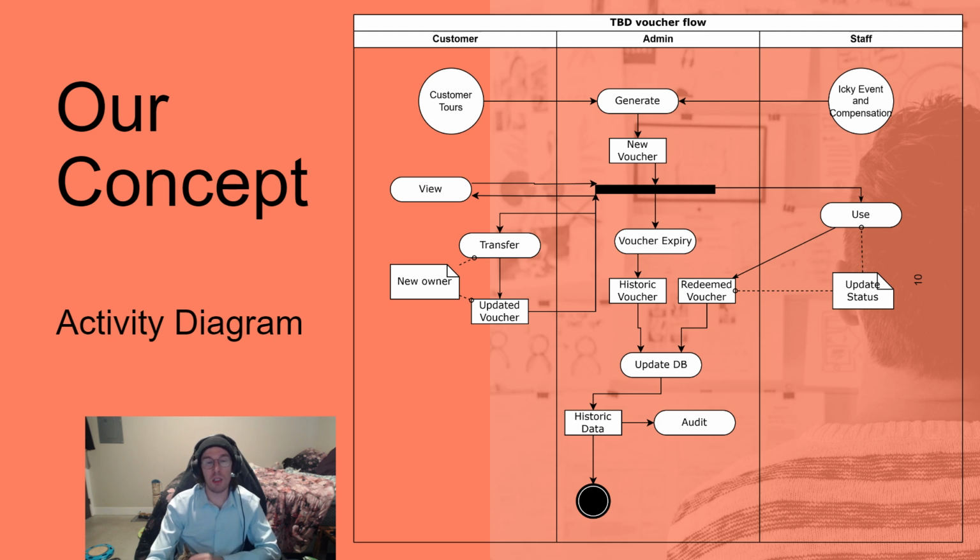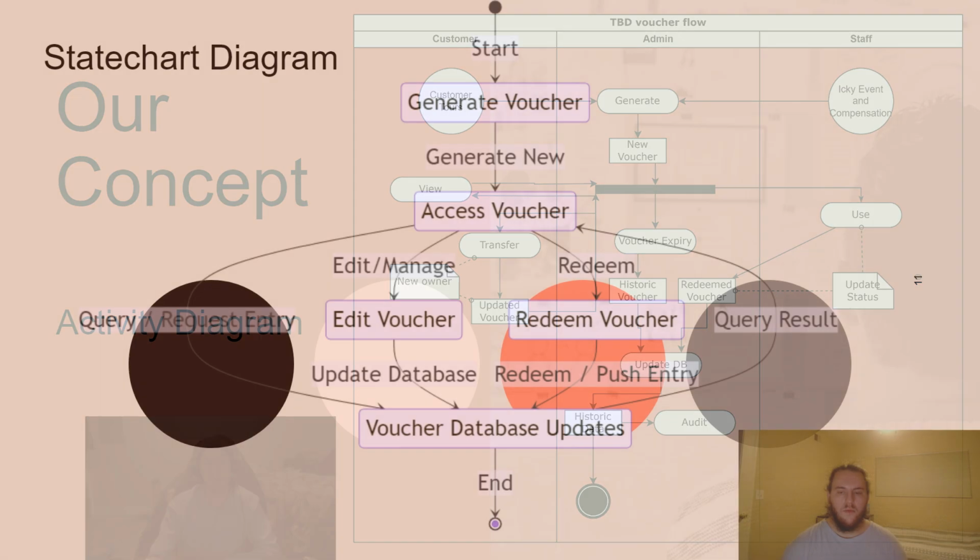I will have to change some of these to reflect that there is a lot of overlap between customer and admin and staff and admin, since admin should generally have access to all of these functions. But apart from that, once the voucher either becomes historic by expiring or is used and redeemed, it will live in the historic database, and that will be the end of its life cycle.